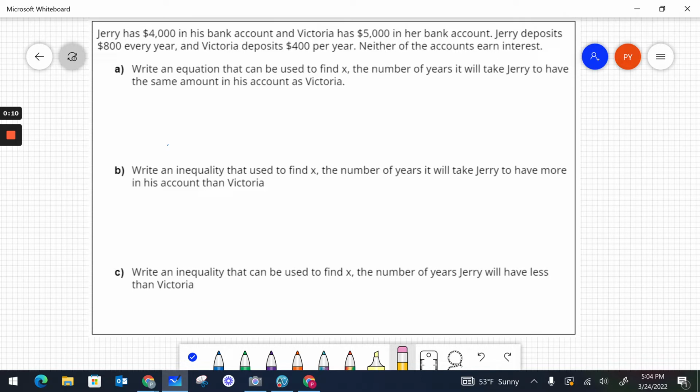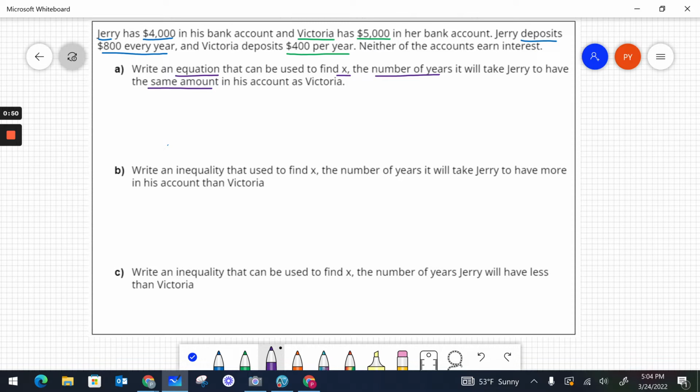Jerry has $4,000 in his bank account, and Victoria has $5,000 in her bank account. Jerry deposits $800 every year, and Victoria deposits $400 per year. Neither of the accounts earn interest. Write an equation that can be used to find x, which is the number of years it will take Jerry to have the same amount in his account as Victoria.